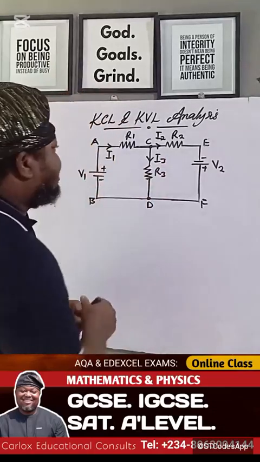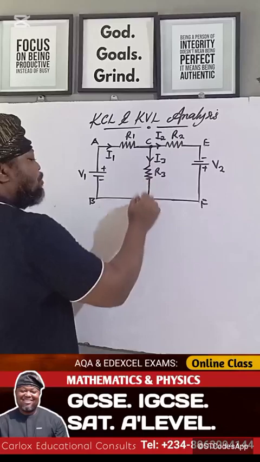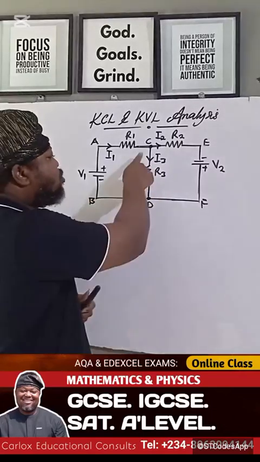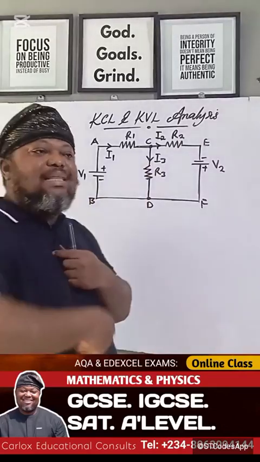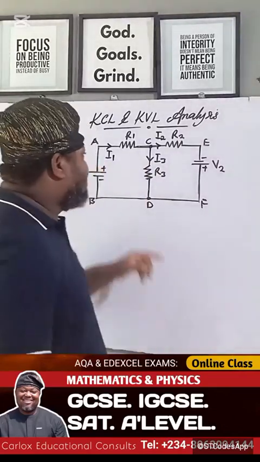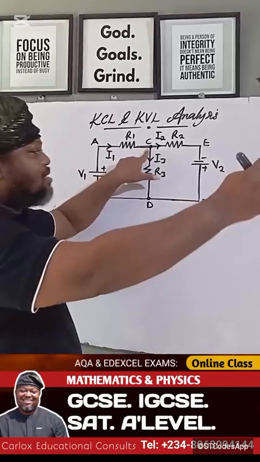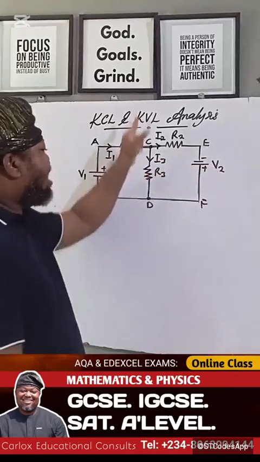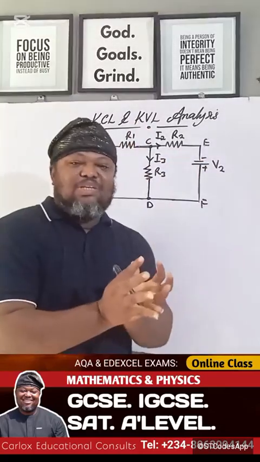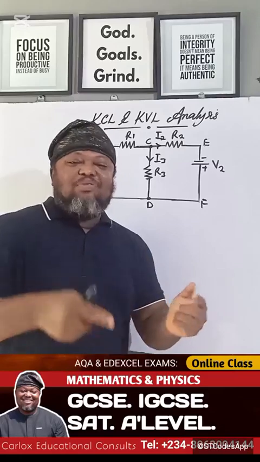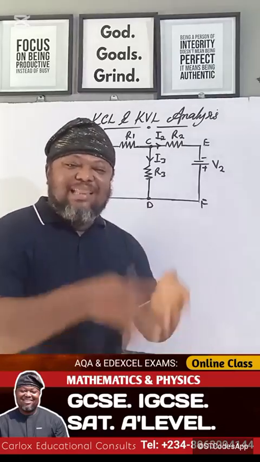Look at the board, please. This point C here and this point D here is called a node. A node is the point where current enters and leaves simultaneously. So in this case, this current I1 enters this node and splits into two parts, I2 and I3. So that ideology is called KCL. KCL is the sum total of the current that enters a node and leaves the node simultaneously.